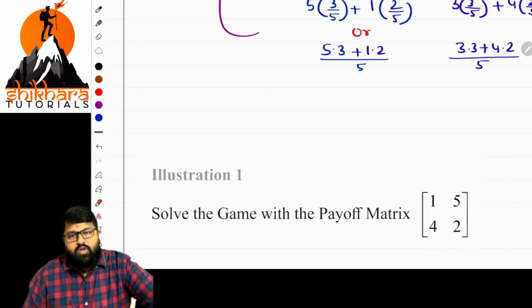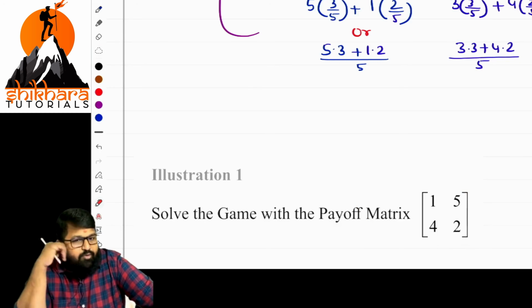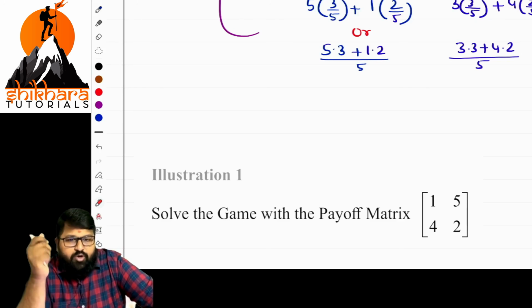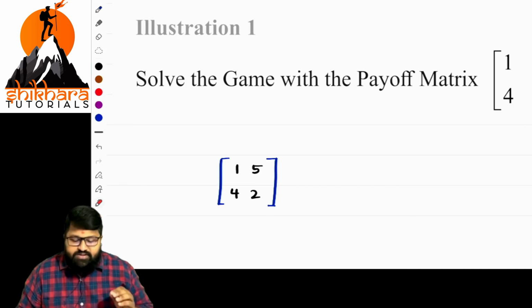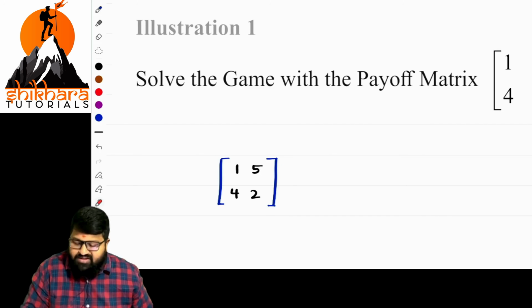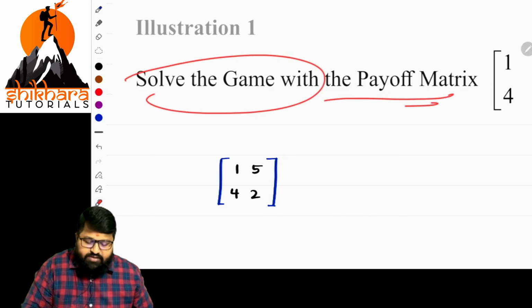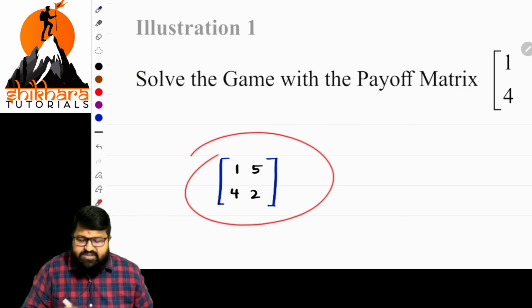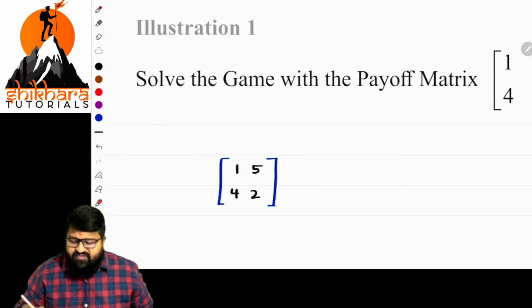Now, the first thing is that whenever a problem is given, basically what we should do, sir, is first check whether we reach a saddle point or not. If not, then go with the odds matrix. In this case, when you are going to the game problem, the question will normally be: solve the game with a payoff matrix. Payoff matrix is nothing but the result we are getting. So this is the basic matrix given there.